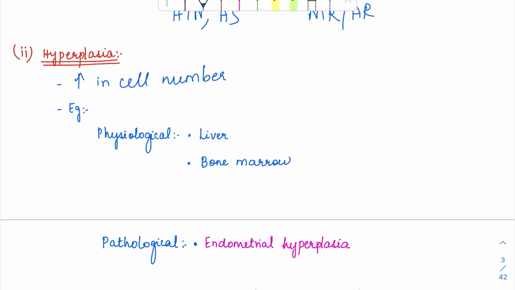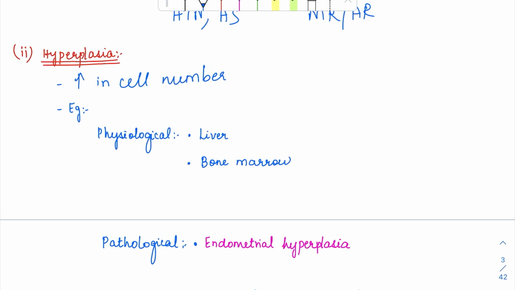So when will the number of cells increase? Only when the cells are capable of division. So when the cells undergo division, they proliferate, and that can result in hyperplasia. So what are the examples of hyperplasia? Again, it can be physiological and pathological.